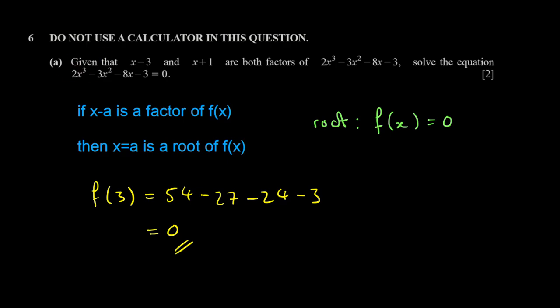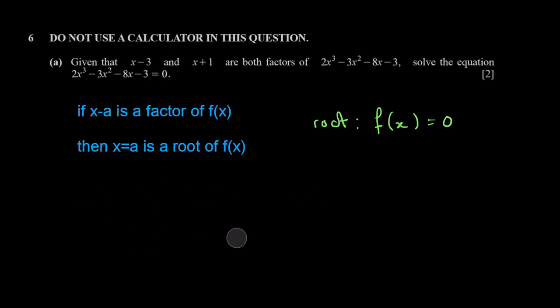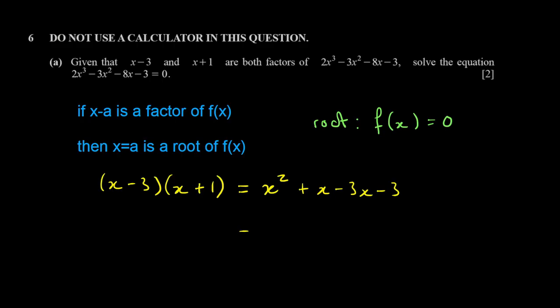What we're asked to do is solve the equation fully. Now, how can we do that? If x minus 3 is a factor, and x plus 1 is a factor, then actually x minus 3 times x plus 1 is also a factor. In other words, we can write it as a quadratic factor. If we expand that, we get x squared plus x minus 3x minus 3. So x squared minus 2x minus 3 is the quadratic.